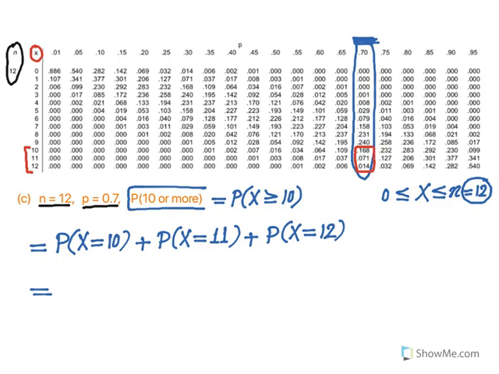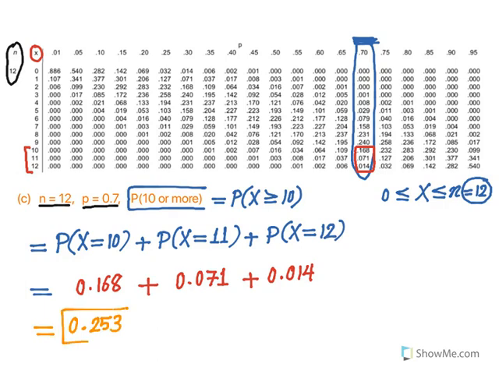The first one is probability of x is 10, so this is 0.168, plus probability of x is 11, the next one under it, which is 0.071, plus probability of x is 12 is 0.014. And if you add up these numbers, you will get 0.253. And that would be the probability that the number of successes is 10 or more.